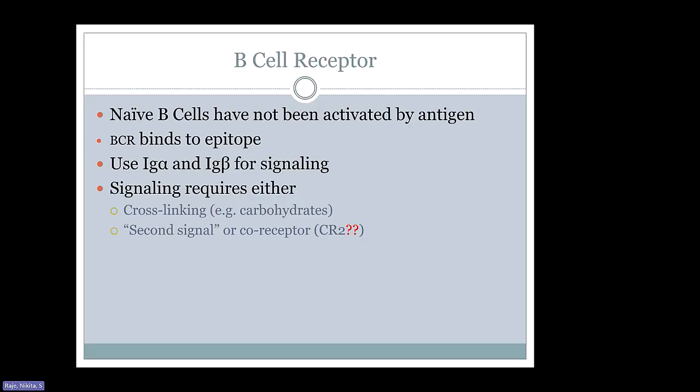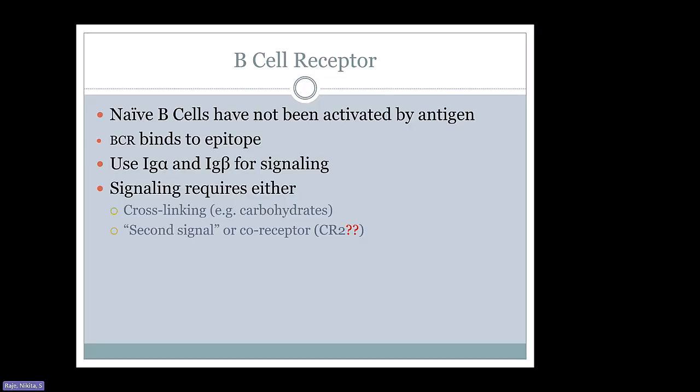Now remember, if that naive B cell comes across its cognate antigen, the B cell will have the BCR, and it binds to a small portion of that antigen. Not even the whole microbe. We are talking about one antigen from the whole microbe, and the part of that antigen to which the B cell receptor binds is called the epitope.